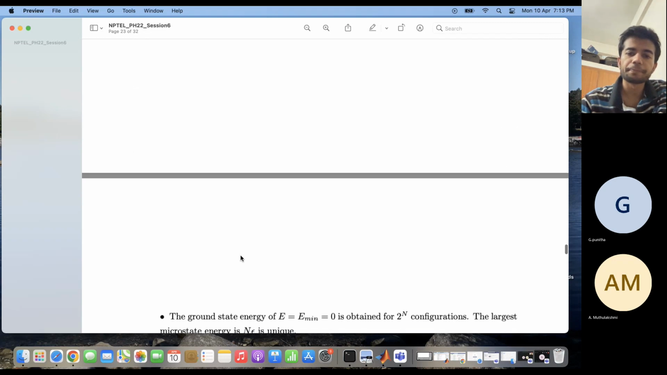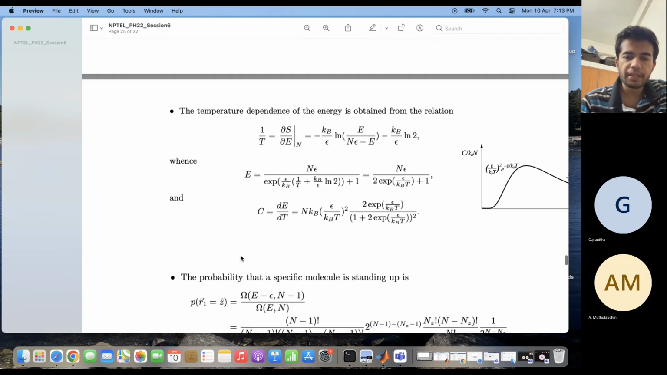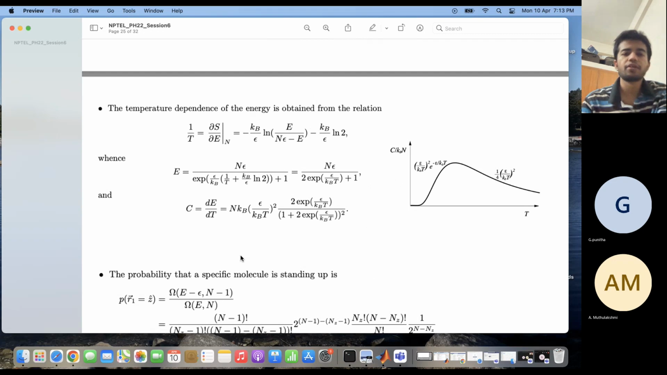Now, what is the heat capacity? For that I have to find the internal energy and the temperature. The temperature dependence upon epsilon can be obtained from 1 by T equal to ∂S by ∂E. If I invert the expression, I get E equal to Nε by (2 e^(ε/kBT) plus 1). If I take the derivative with respect to T, I get C equal to N kB (ε/kBT) squared times 2 e^(ε/kBT) divided by (1 plus 2 e^(ε/kBT)) whole squared.